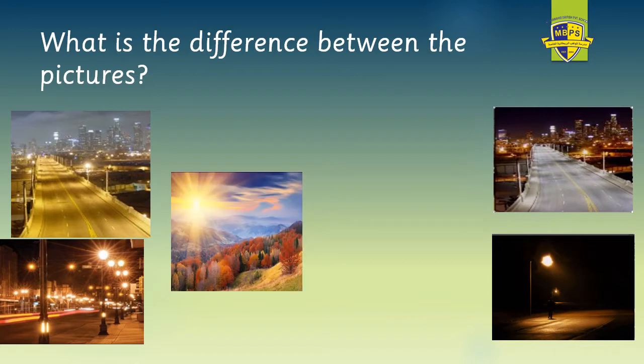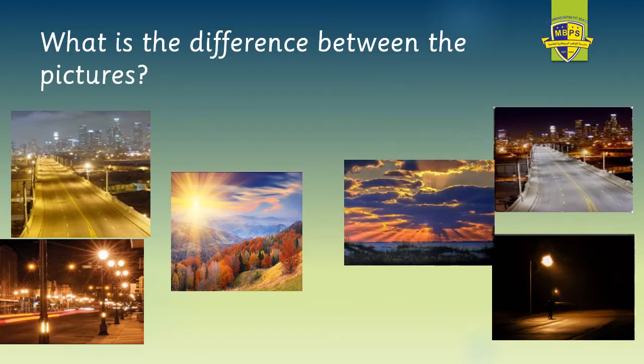We can see a natural light source also is giving a lot of light during the day, the sun. And the same sun during the evening, it is giving light but it's not too bright. So the difference between these pictures is that some have bright light and some have dull light, or the pictures are dimly lit.